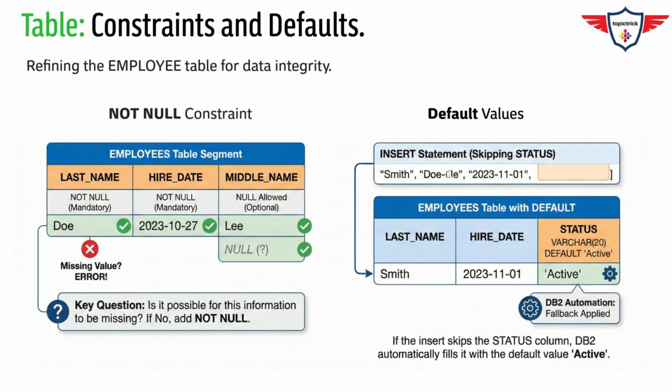Let's refine our table design with one more advanced feature: default values. Sometimes, if a user doesn't provide a value, you want a safe fallback. For example, let's add a column called status. We want new employees to be active by default. We can write status, variable character 20, default, active. Now, if the insert statement skips this column, DB2 automatically fills it in.